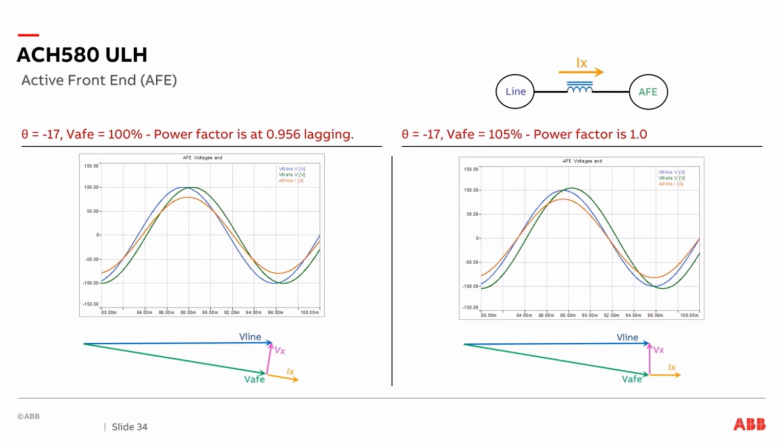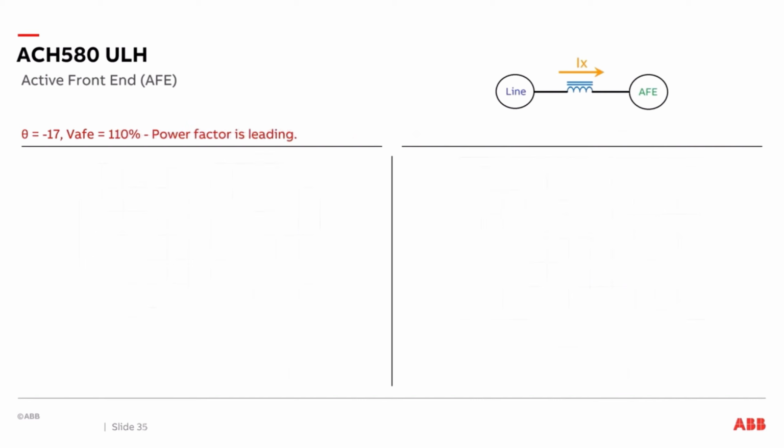So by changing the voltage and the phase angle of the active front end, which is recreating a new sine wave, we control the difference in voltage between the line and the active front end, and we control what happens with the current, how much current flows, and what the phase angle of the current is, which controls the power factor.